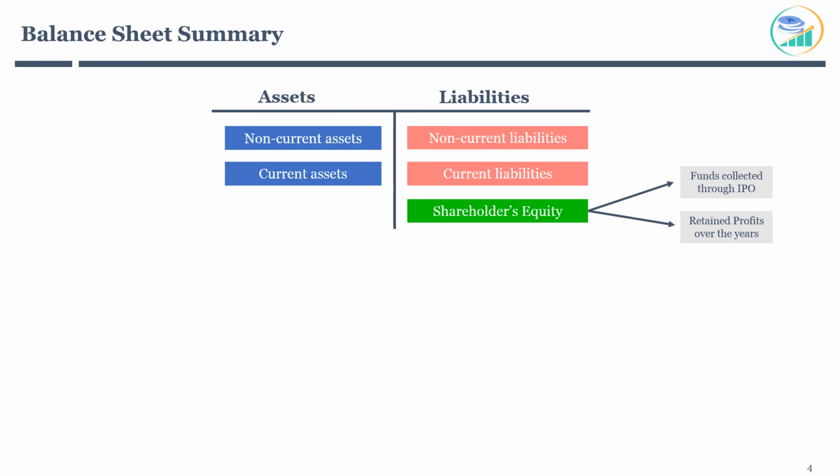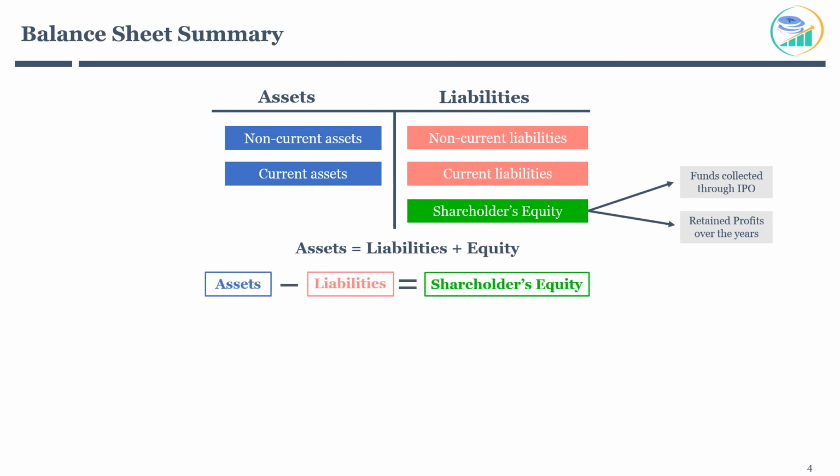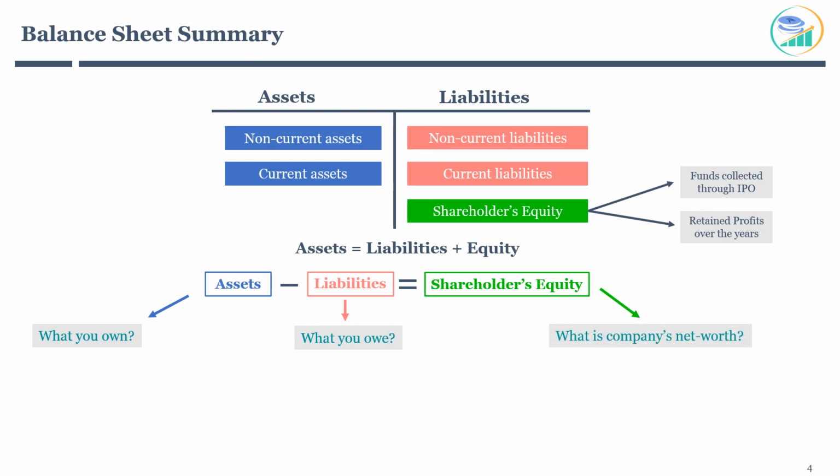Let's look at balance sheet equation now. The company's total assets should always be equal to total liabilities and equity. In other words, assets minus liabilities is equal to shareholders' equity. Let's summarize the balance sheet. Assets represent what you own as a company. Liabilities represent what you owe. Assets minus liabilities is shareholders' equity. It represents company's net worth. This is the money belonging to company shareholders. This is also called the book value of the company.